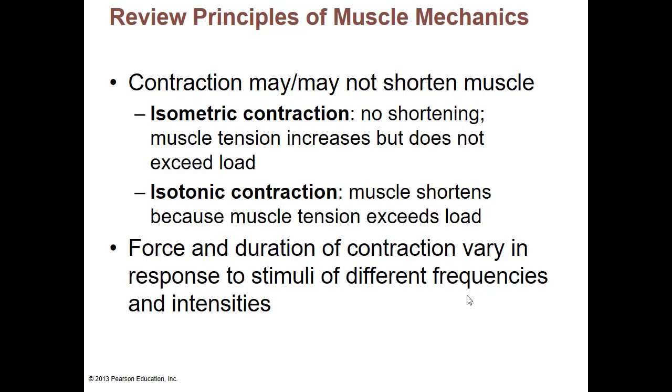Now, the force and the duration of your contraction varies. There are different types of stimuli for making your muscle contract, different types of forces and intensities, and we're going to talk about how that can determine the force with which your muscles contract and for how long they can contract. But isometric and isotonic come up a lot.